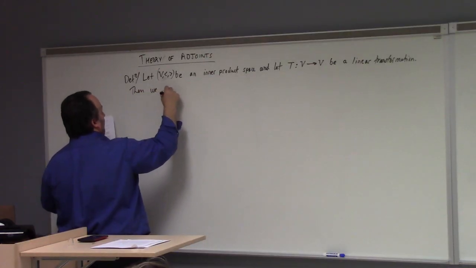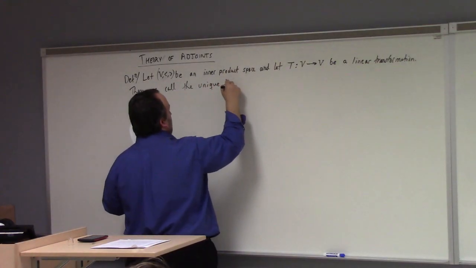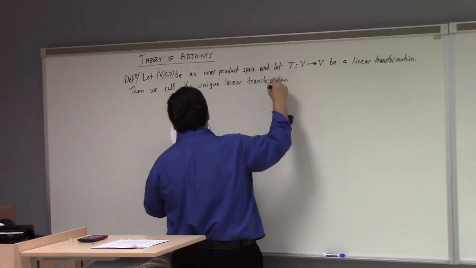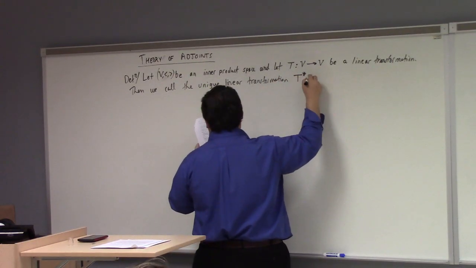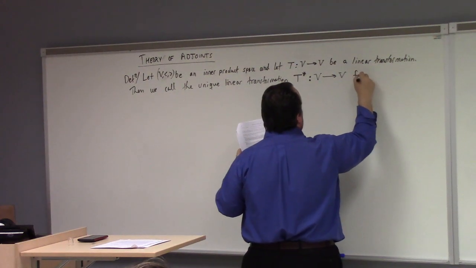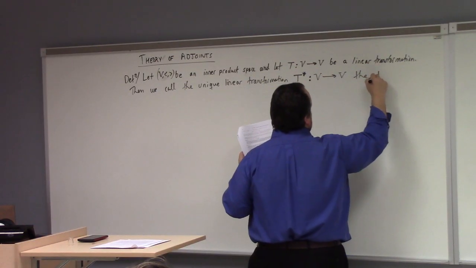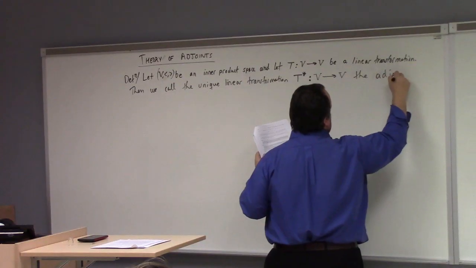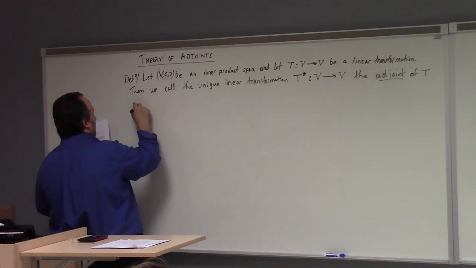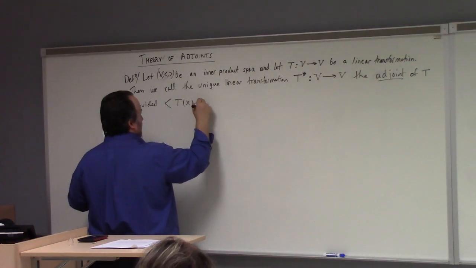Then we call the unique linear transformation T star that goes from V to V, the adjoint of T, provided, I'm messing up my grammar all over the place here, guys. I'm sorry. You'll forgive me.